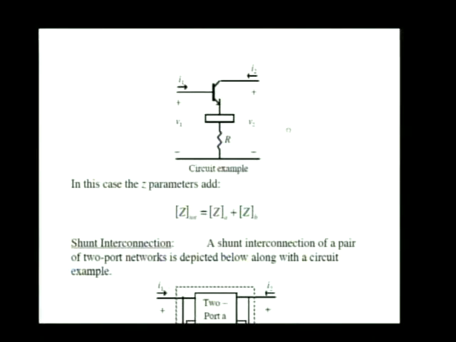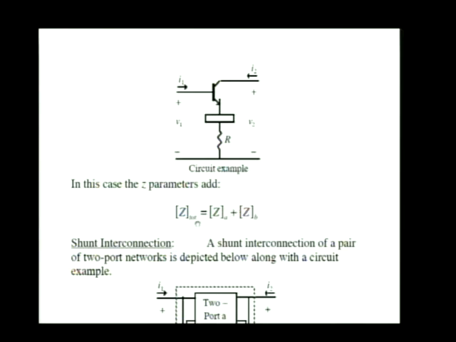Because in that case, the Z parameters of the series interconnected pair, that is to say the overall Z parameters or the total Z parameters here, consist of nothing more than the sum of the Z parameters of the individual 2 ports, 2-port A and 2-port B. This is a matrix equation.